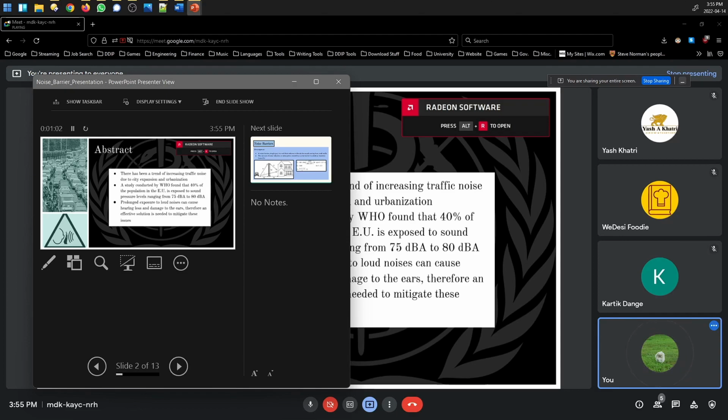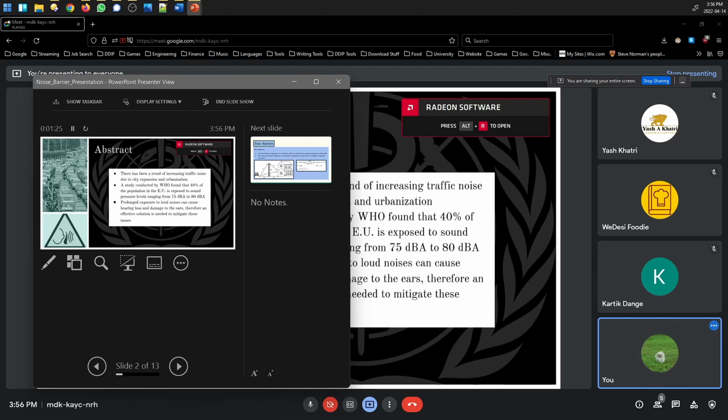A study conducted by WHO found that 40% of the population in the EU is exposed to sound pressure levels ranging from 75 dBA to 80 dBA. Prolonged exposure to loud noises can cause hearing loss and damage to the ears. Therefore, an effective solution is needed to mitigate these issues.